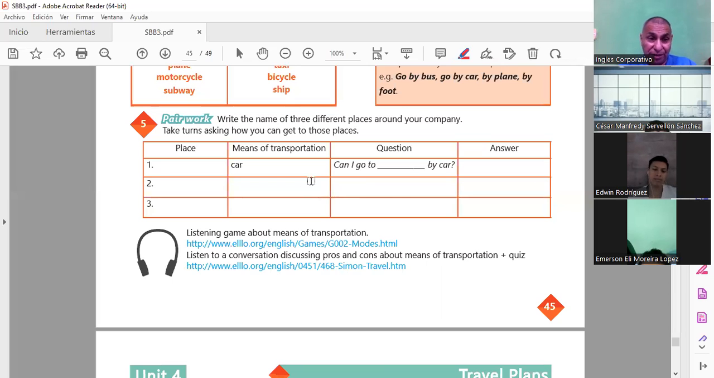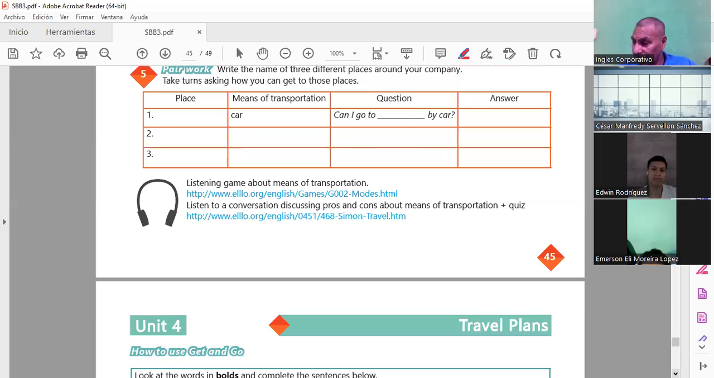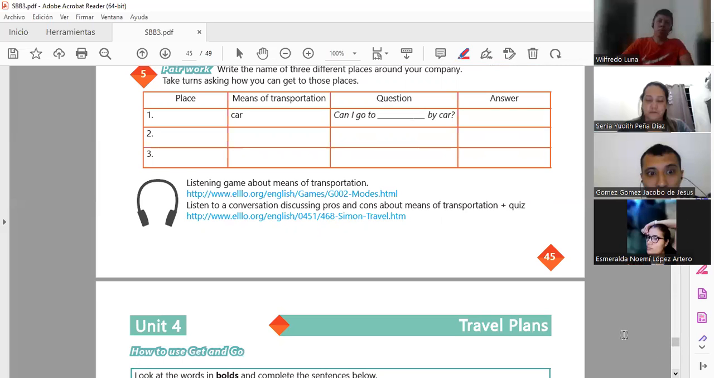Okay, Manfredi, ¿otro lugar? Can I go to the supermarket by car? Yes, can I go to the supermarket by car? Yes, you can, ¿verdad? Diríamos, en ese caso diríamos, yes, you can, o you cannot.